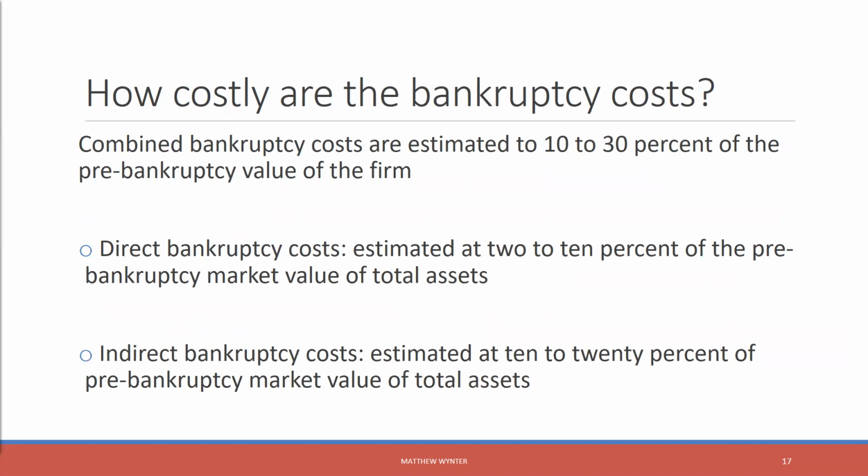The combined bankruptcy costs are estimated to be 10 to 30% of the pre-bankruptcy value of the firm. The direct costs have been estimated to be around 2 to 10%, and the indirect costs have been estimated to be around 10 to 20% of the pre-bankruptcy market value of total assets.